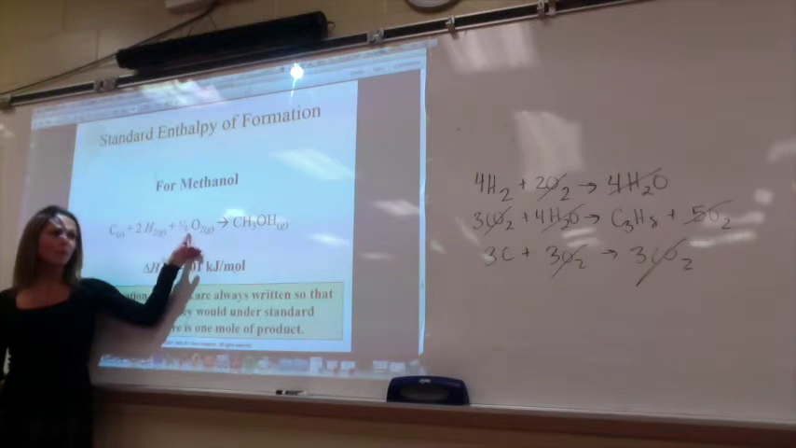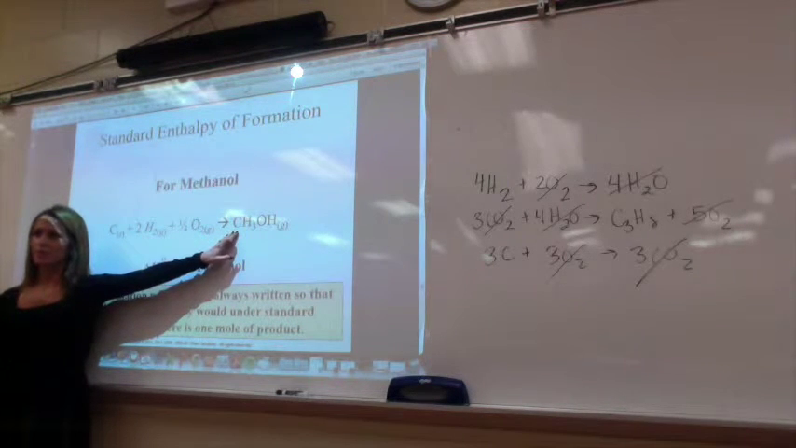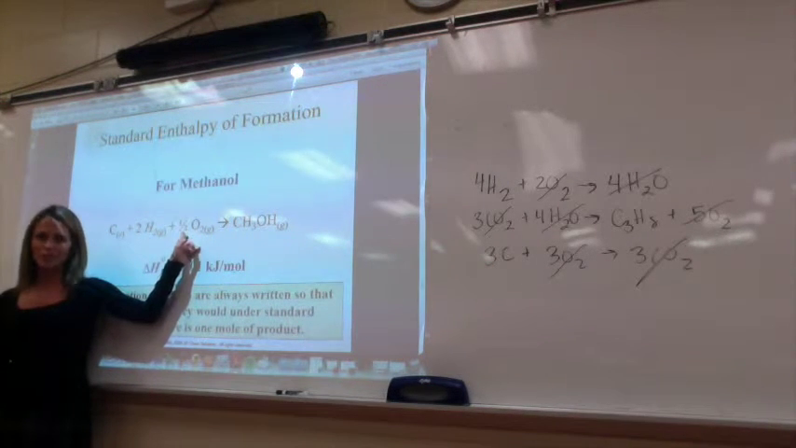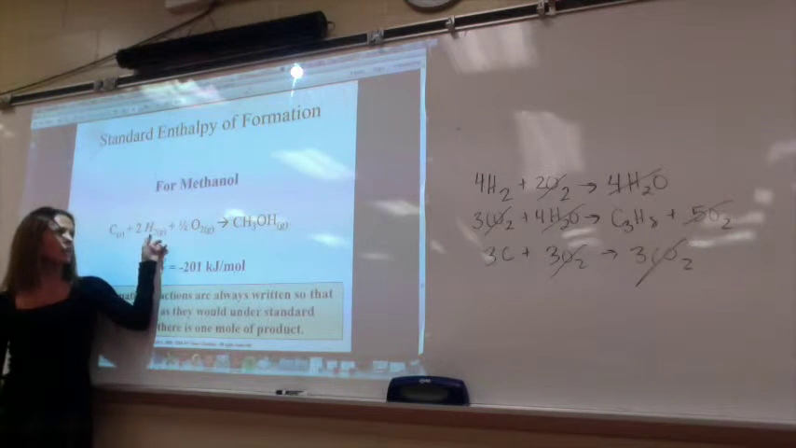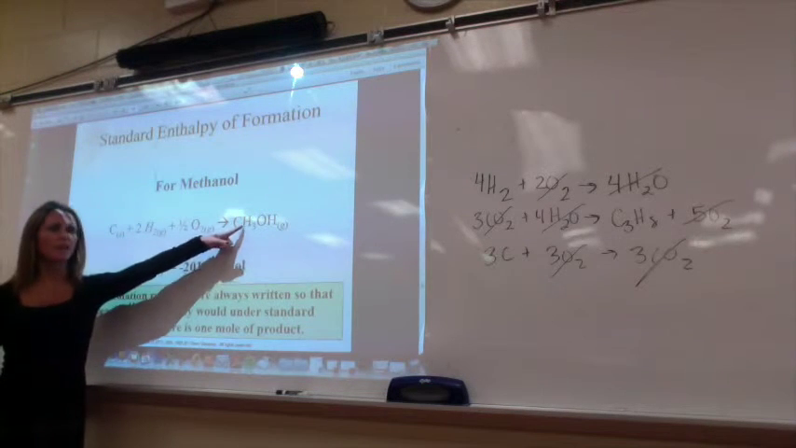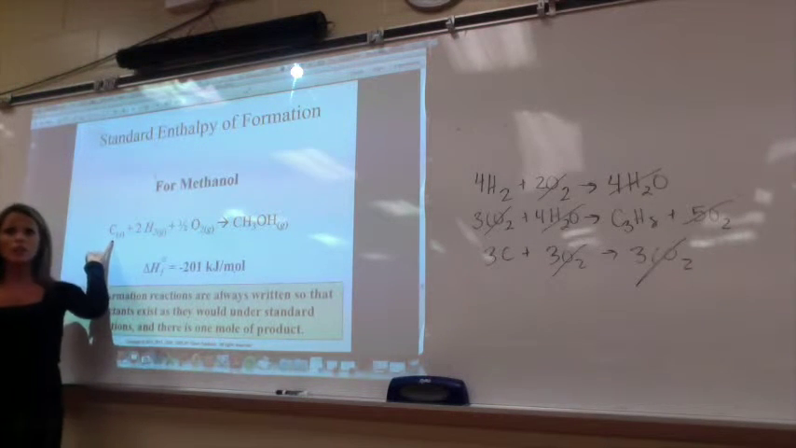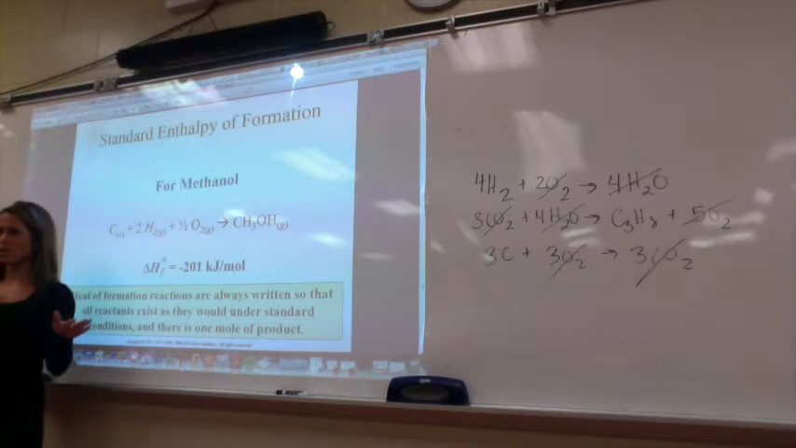But I only need how many oxygens to make 1 mole of this? 1. So I have to half the amount of this. That's why you have a half. Because I only need half of that to make this. And I need 4 H's to make this. And I need carbon, which in elemental form at standard state can exist alone.